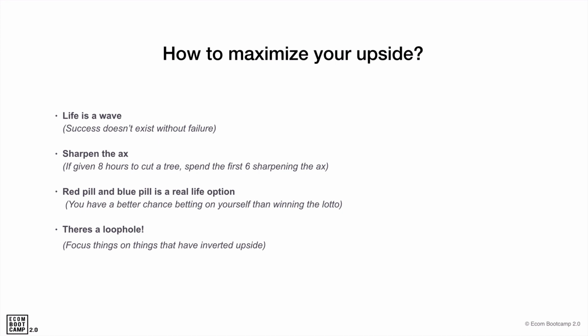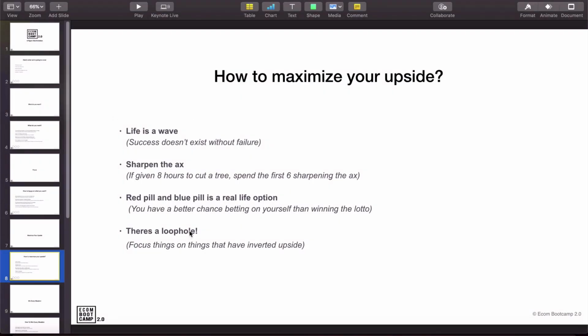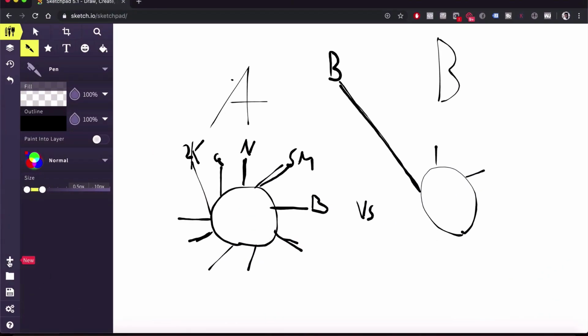But there is a loophole. If you focus on things that have an inverted upside, there are some things you can focus on that have maximum upside potential, and there are some things you can focus on that have no upside potential. Let me go back to the drawing board in this case to depict where I'm coming from here.